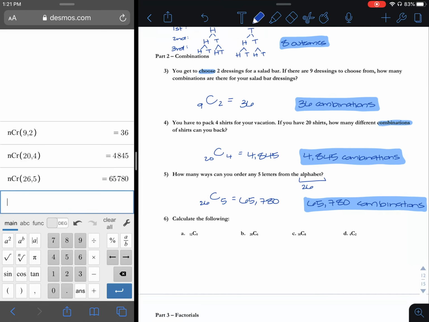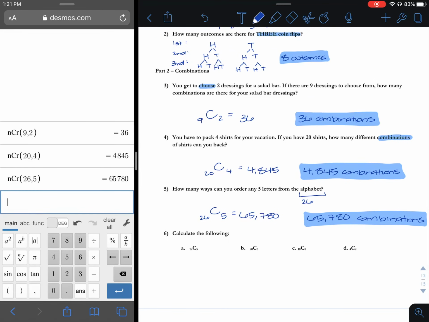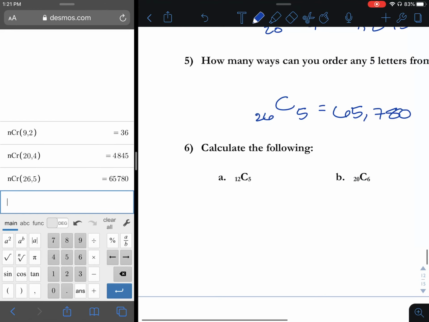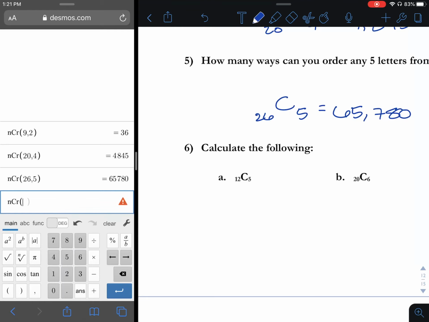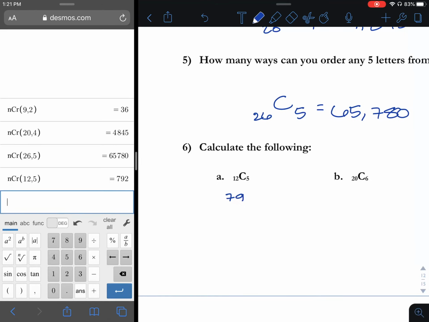Okay. This last part, the calculate the following, is just computation. Okay, so we already have what I'm given. All I want to do is plug it into my calculator. So again, we're using that function button and n choose r. Go back to my main. In this case, I have 12, comma 5. Close my parentheses. I get 792.